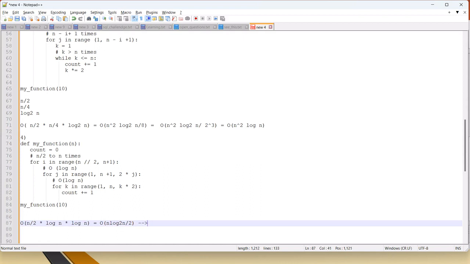So now what will happen finally, after ignoring the constants, it will become n log square n. Let me put it this way for easy understanding, okay? So the complexity of this is n log square n. Clear?